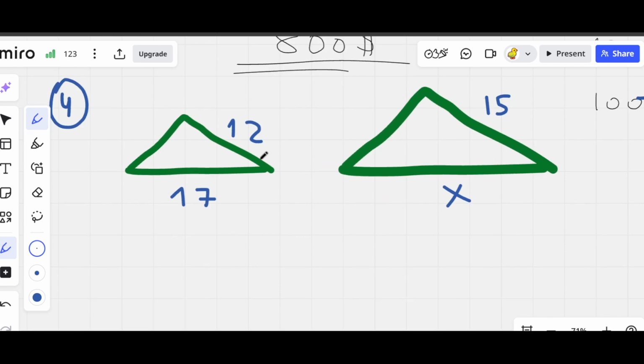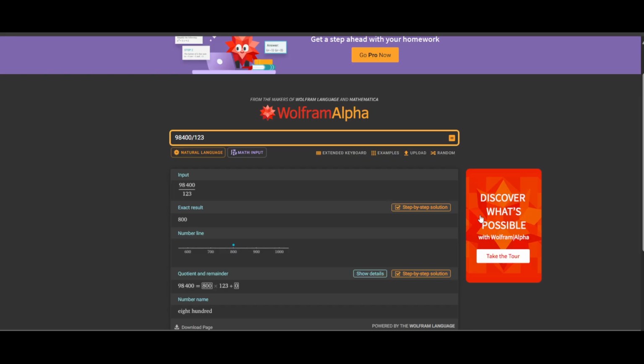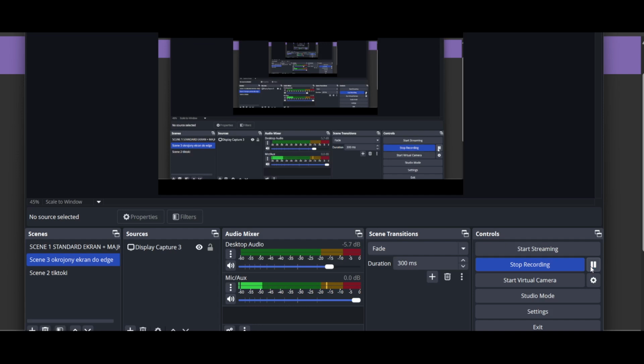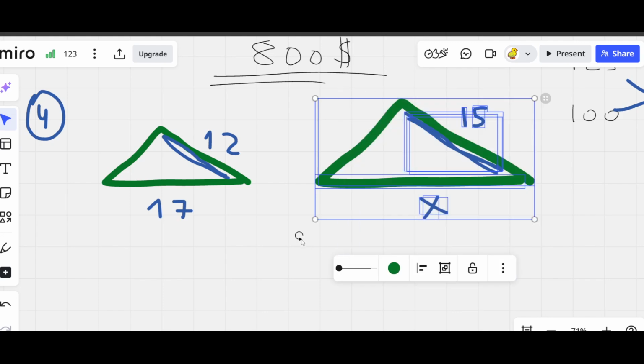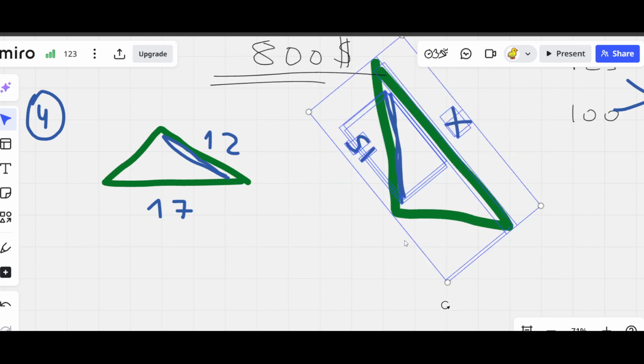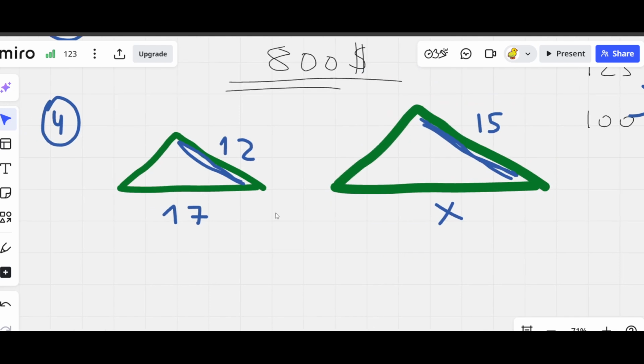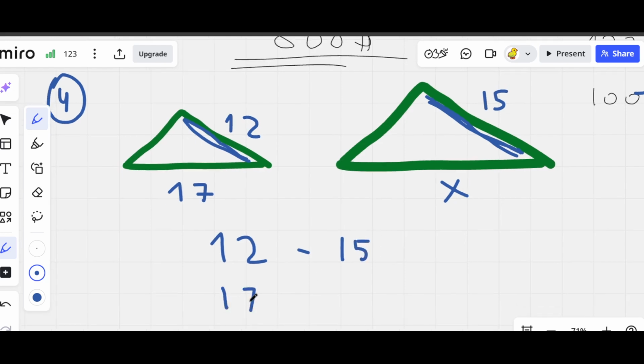So we look at the corresponding sides. So for instance, this side and this side. All right, let's continue. So those sides, this side and this side, they are on the right side of the triangle. Sometimes those triangles can be flipped, so you need to account for that. But in this case, we have them like that, so it's easy. So 12 corresponds to 15, and 17 corresponds to x. So in here we have the left triangle, in here we have the right triangle, and this is also a cross method. You can solve it like that.